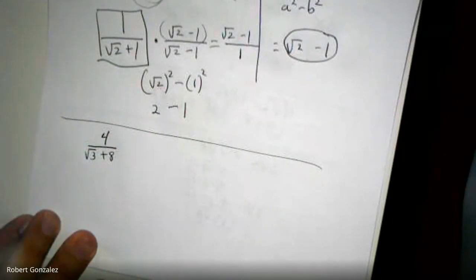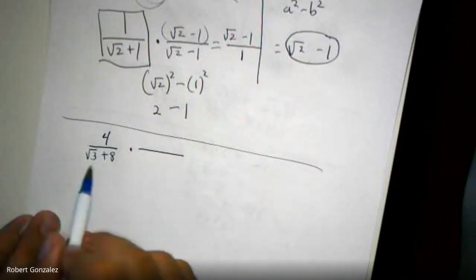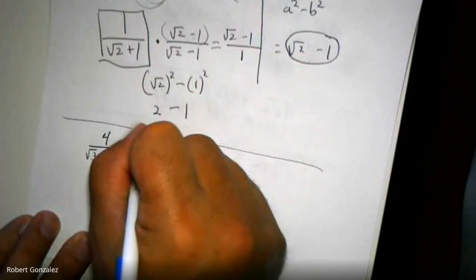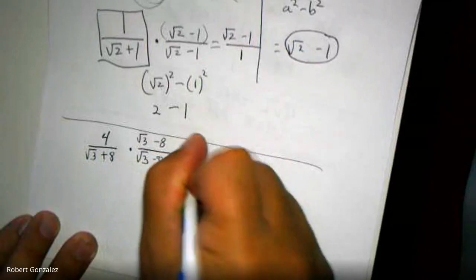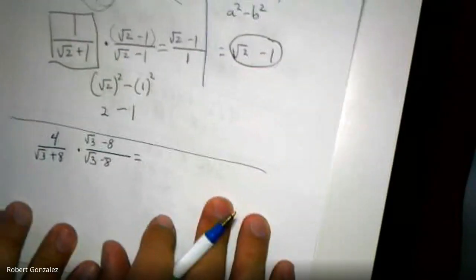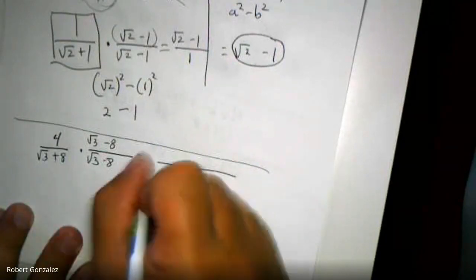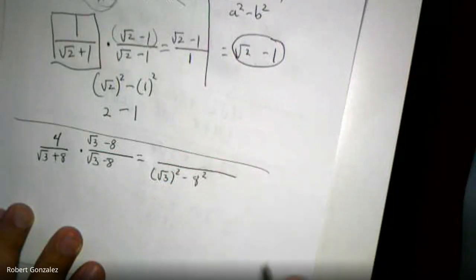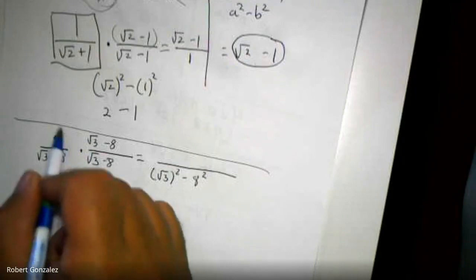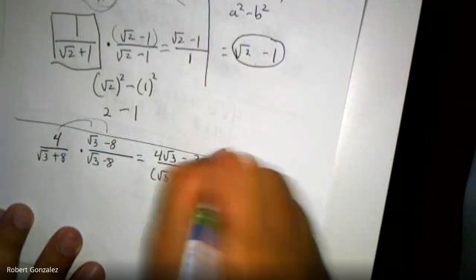Okay. I have two terms on the bottom. One of them is a square root. Therefore, I will multiply top and bottom by the conjugate. The conjugate means change the sign of the middle of the two terms. Our bottom is going to become a squared minus b squared. The top we have to distribute. 4 radical 3 minus 32.